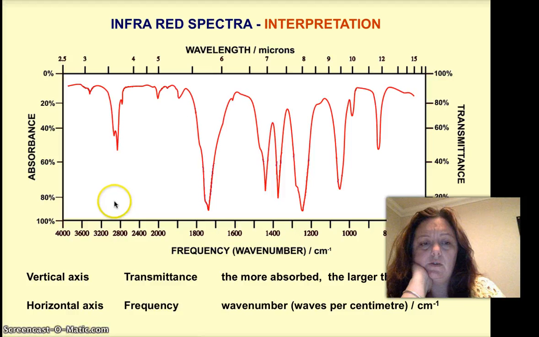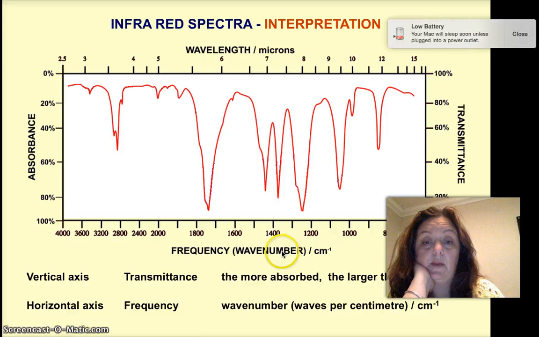The horizontal tells you the frequency, so you will be able to read where these peaks are falling and be able to read the specific frequency in wave numbers. This is the word that you're going to have to use in your exam: wave numbers.